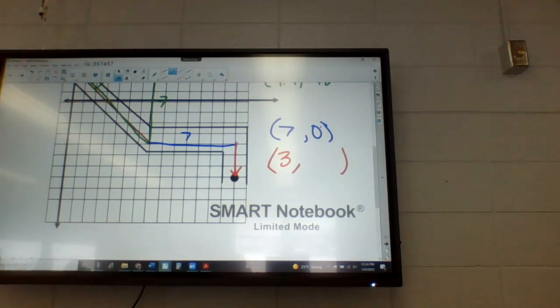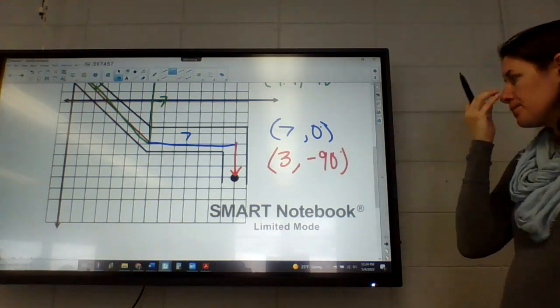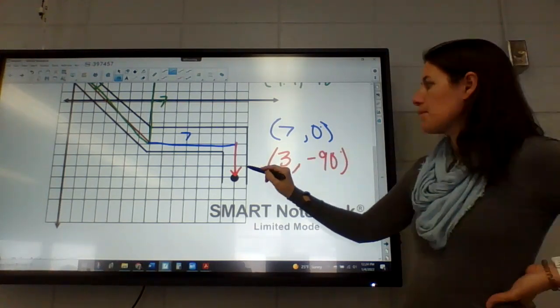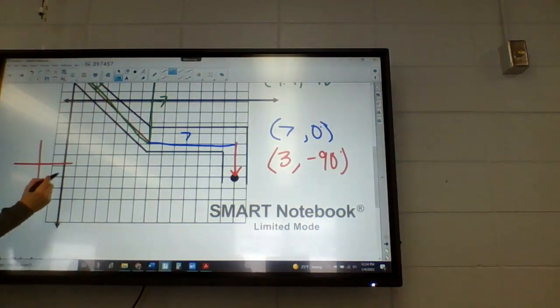But what's the angle there? If you want to use 270 or negative 90, either one. So negative 90 or 270. Wait, why though? Because they're the same. So if we're thinking about this spot here, this is negative 90 or it's positive 270, right? Why is there an angle for the straight line?